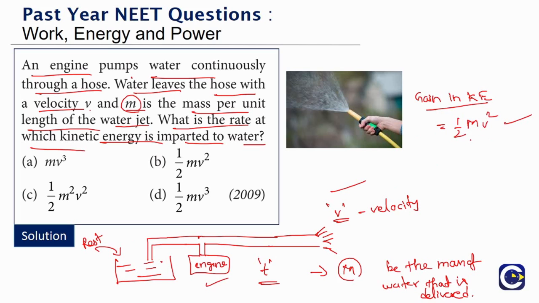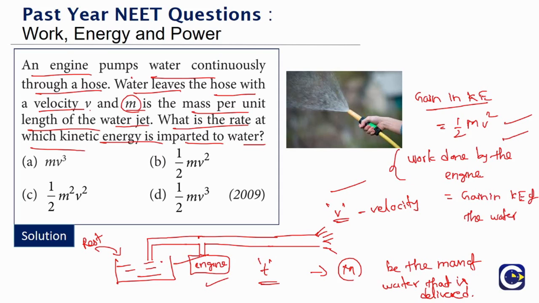Now how is this gain in kinetic energy coming? Because of the work done by the engine only, right? So the work done by the engine is equal to the gain in kinetic energy of the water. Generally we will use this relation when somebody asks a question on the power of the engine. But here the question is about the rate at which the kinetic energy is imparted to the water.